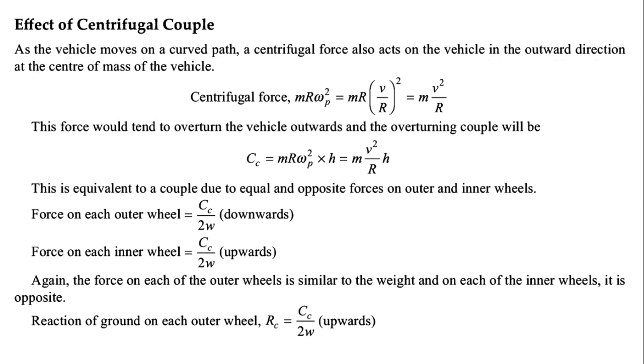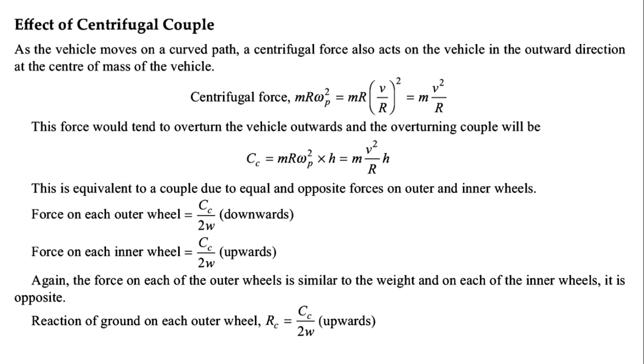If you consider the effect of the centrifugal couple, the centrifugal force is m r omega square. Here, m into capital R omega p square, and if you take omega p as v by r, you get m v square by r. The force required to overturn the vehicle outwards, and the overturning couple, will be m r omega p square into h.